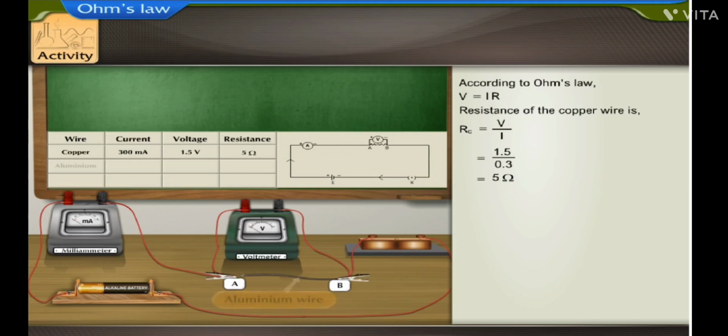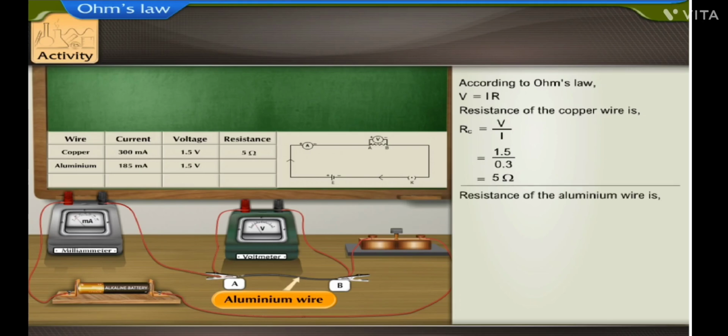Now let us connect aluminium wire and record the potential difference across the wire and the current flowing through the wire. They are 1.5 volt and 185 milliamperes. Therefore, resistance of the aluminium wire, Ra, is equal to 1.5 volt divided by 0.185, which is equal to 8 ohm.